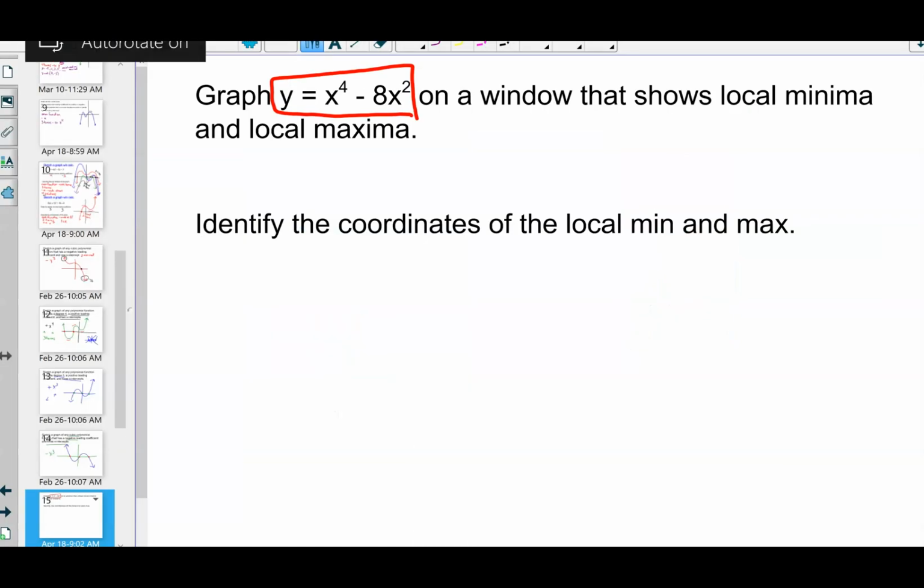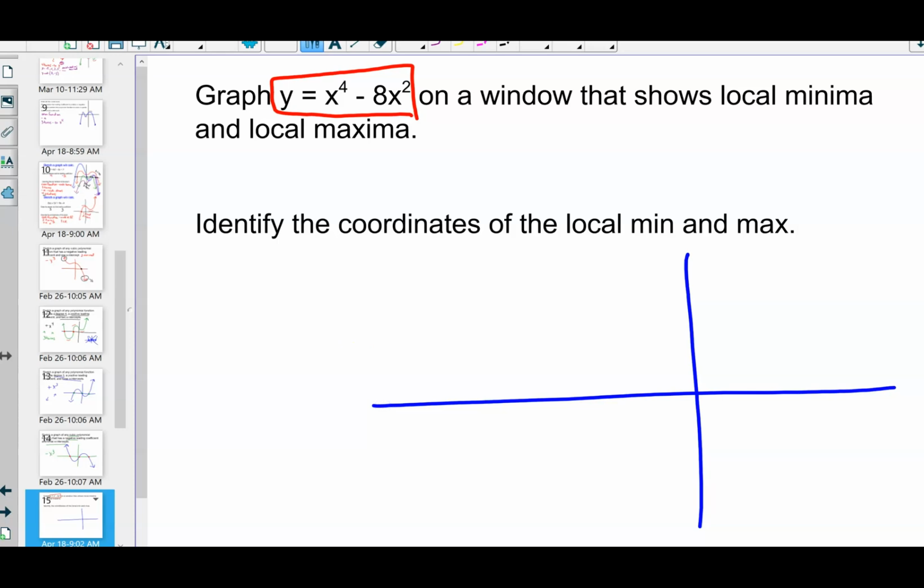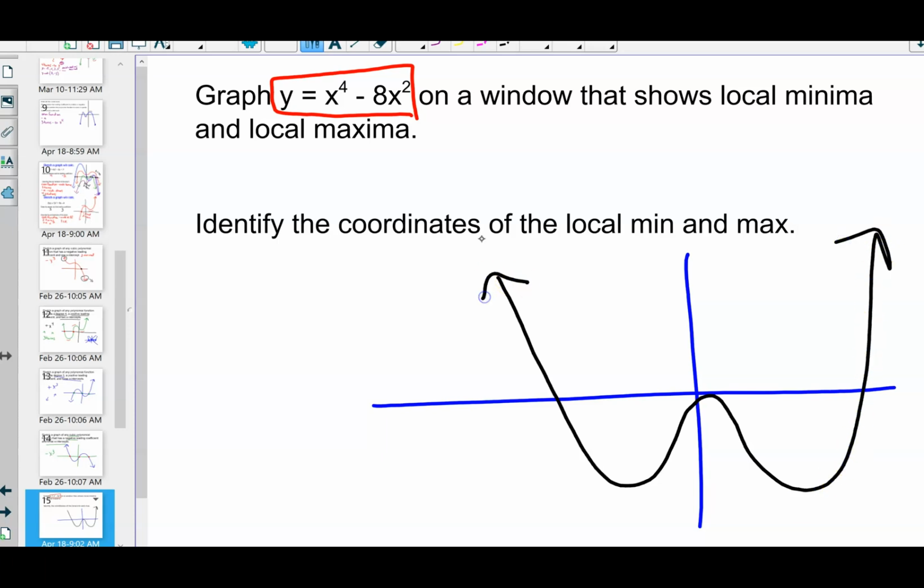So when I go back to this, I'm going to go ahead and draw that graph on here. And if I were drawing that on here, it would look like that. And here's my minimums, here's my maximum. So this would be negative 2, negative 16. This is going to be 2, negative 16. And this is going to be 0, 0.